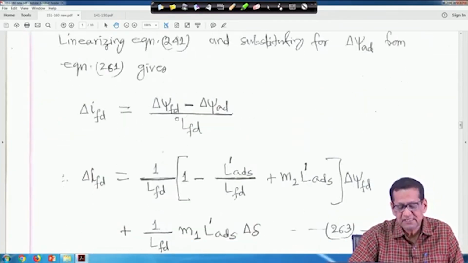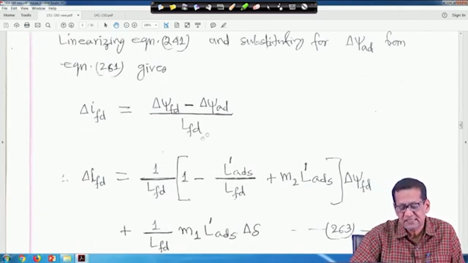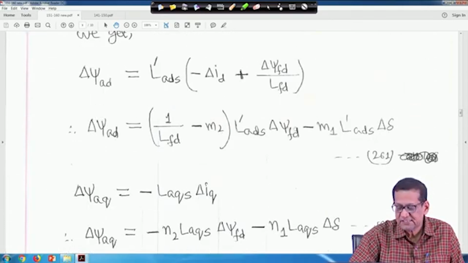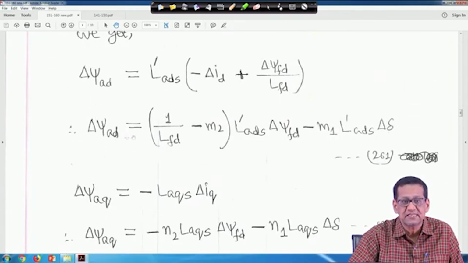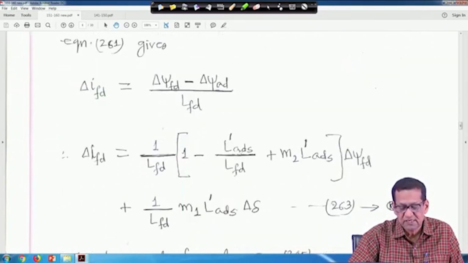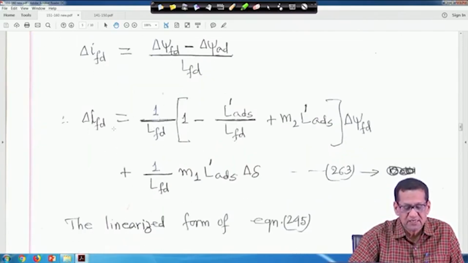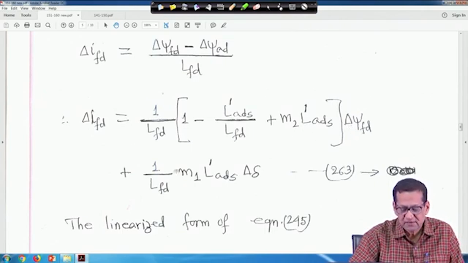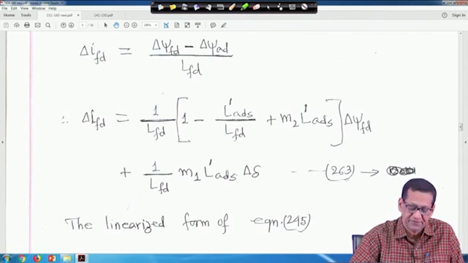So, delta Ifd is delta psi fd minus delta psi ad divided by L_fd, and this expression for delta psi ad, from equation 261, you substitute here. If you do so, you will get delta Ifd equal to 1 upon L_fd in bracket 1 minus L_ADS' upon L_fd plus m2 L_ADS' into delta psi fd plus 1 upon L_fd m1 L_ADS' delta delta. This is equation 263, right.